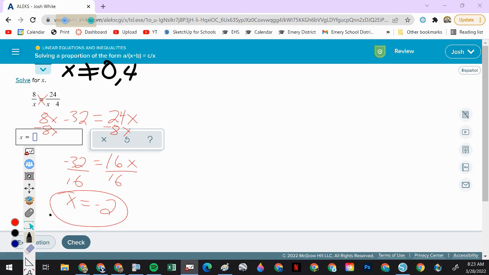Is negative 2 an acceptable answer? Yes. We look up here. Is negative 2 in the forbidden list? No. So negative 2 works. What if my answer was 4? Then the solution would be no solution. So you always have to check your answer against the list of forbidden numbers.